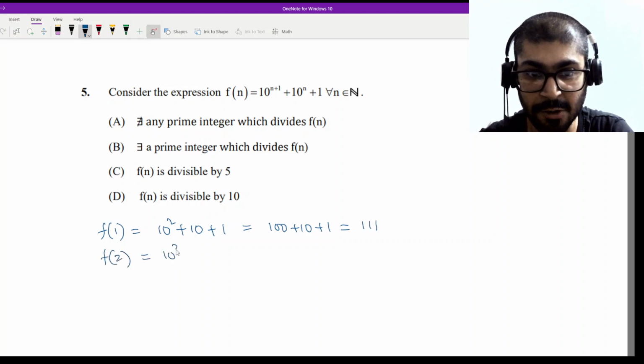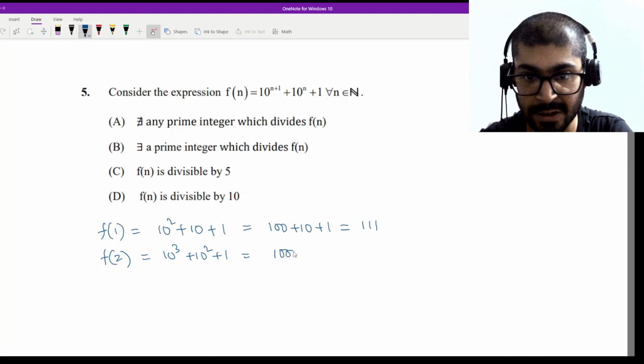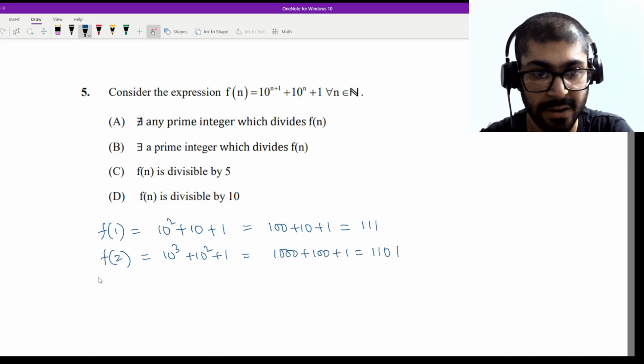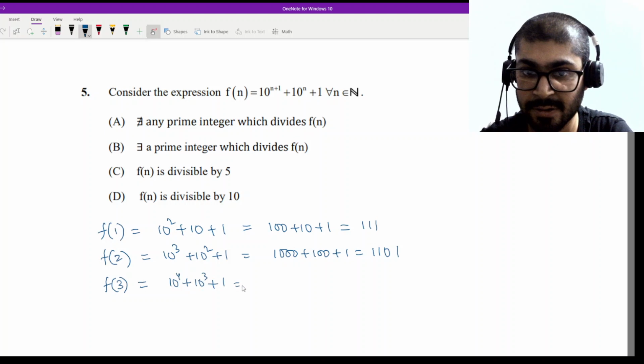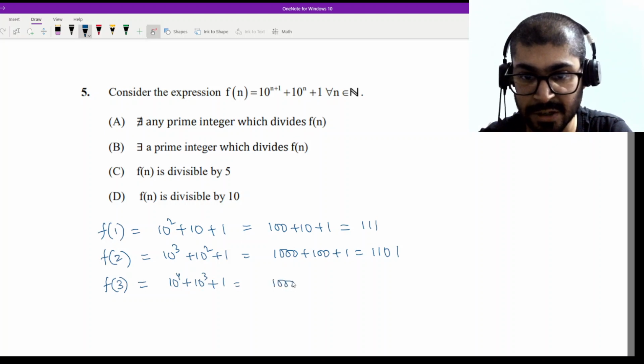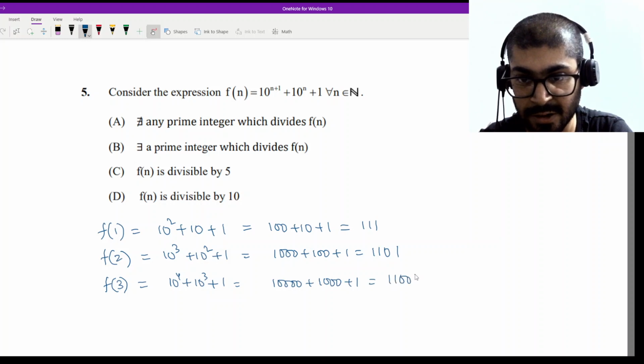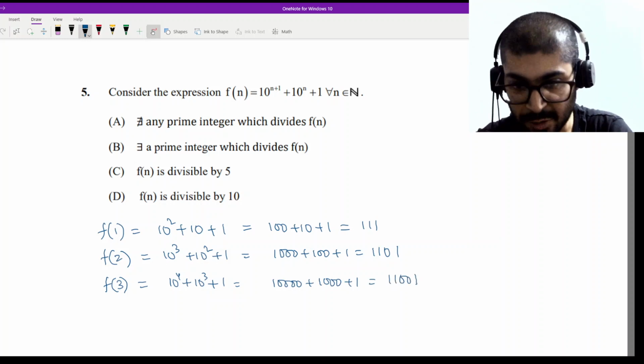f2 will be 10 cube plus 10 square plus 1, that is 1000 plus 100 plus 1, so 1101. This is the last that we calculate. f3 will be 10 to the power 4 plus 10 cube plus 1, so this is 10,000 plus 1000 plus 1, so this is 11,001. Now you have found the pattern, right?